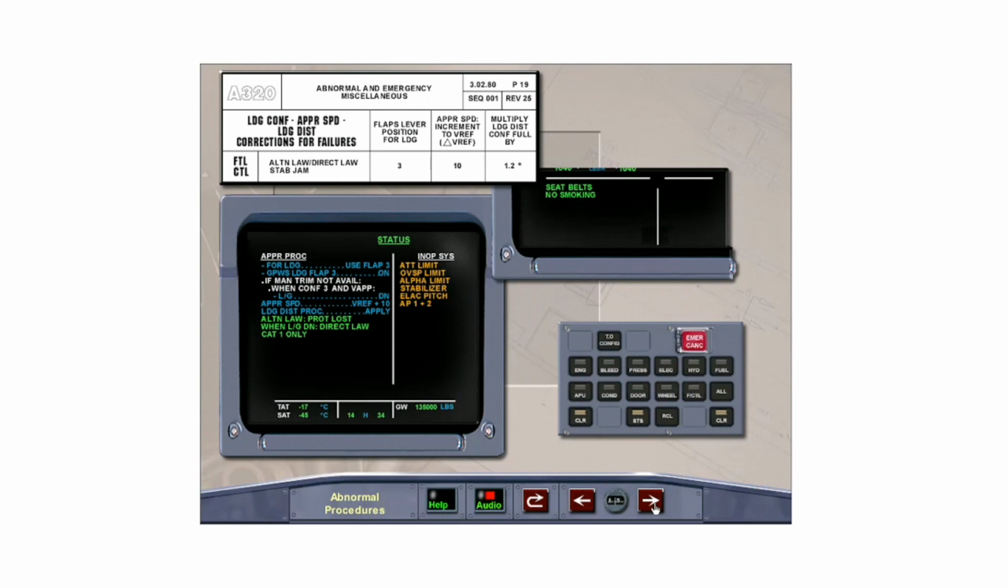The approach speed must be modified to VREF plus 10 on the MCDU approach page, and a landing distance factor must be applied to the landing distance. Whenever this factor is not displayed on ECAM, it can be found in FCOM 3.02.80 miscellaneous procedures or in the QRH. Inoperative systems are listed on the right-hand side of the status page. Attitude, overspeed, and alpha limit protections are not available in alternate law. Clear status by pressing the Clear button on the ECAM control panel.